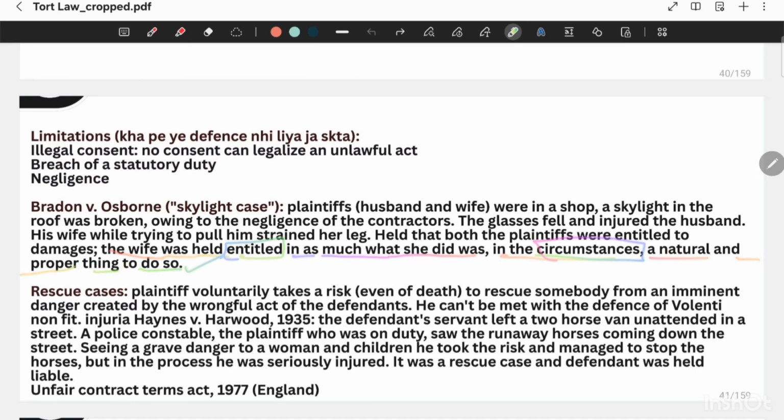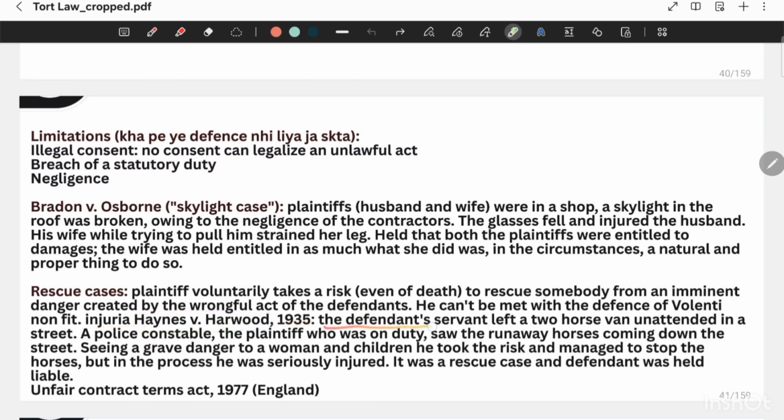Rescue cases. Which cases? Rescue cases. Where the plaintiff voluntarily takes a risk, even of death, to rescue somebody from an imminent danger created by a wrongful act of the defendants, he can't be met with the defense of volenti non fit injuria. Most important point, please pay attention. He can't be met with the defense of volenti non fit injuria. In which case? Rescue cases. Haynes versus Harwood, 1935 case law.